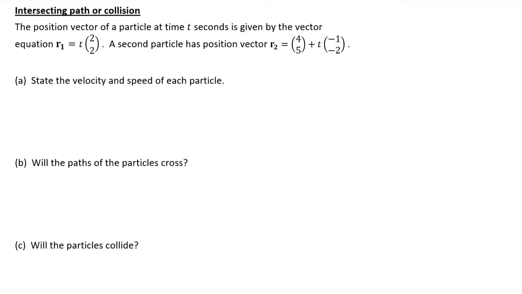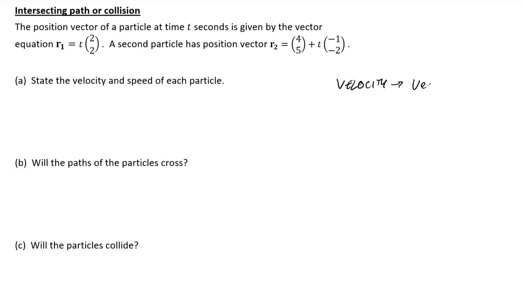One thing that vectors are often used for is to represent motion. So if we have the position vector of a particle, and then we have a second particle's equation for the position vector, then, at any given time t, two things can occur. The paths can cross, so we can have a point of intersection. Or they can collide, which means that the paths cross at the same time.